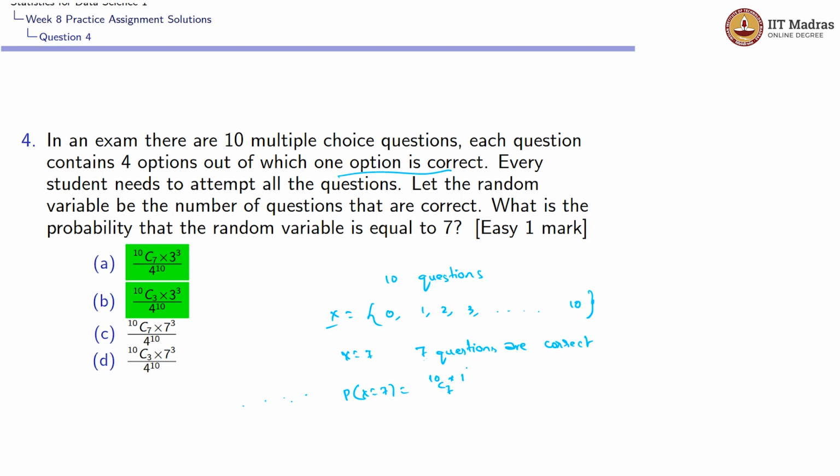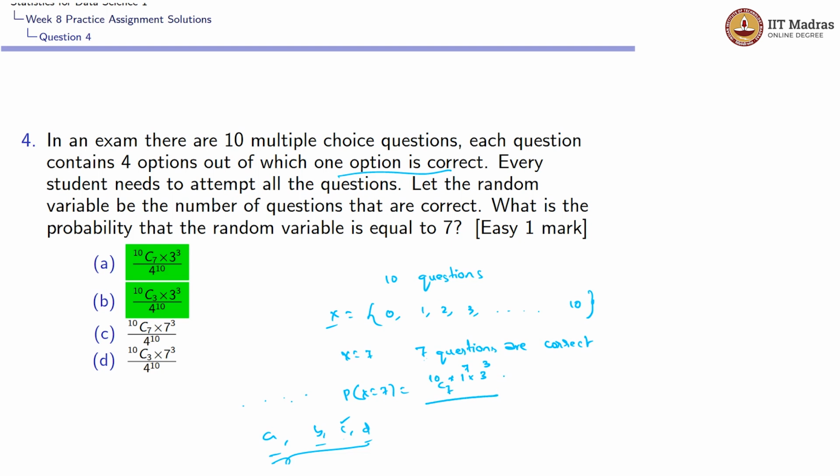So that would be 1 power 7 into the remaining 3 wrong questions. Let's say the options are A, B, C, D. So if the correct option is C, instead of selecting C, I can select A, B or D. So I have 3 ways of selecting a wrong option. So for these 3 questions, I have 3 cube ways of choosing wrong options.